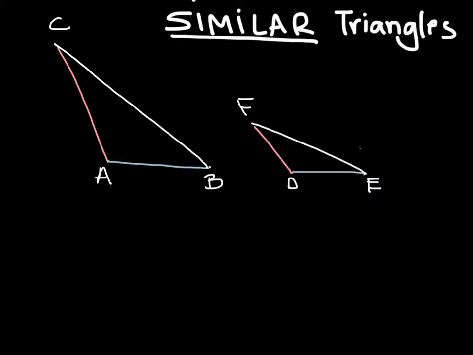Okay, so what do we mean by similar triangles? Now let's go ahead and I'm going to write the symbol. This little squiggly sign literally means similar. So triangle ABC is similar to triangle DEF. Couple of things. We obviously have two triangles. We have the same shape, but we have a different size.